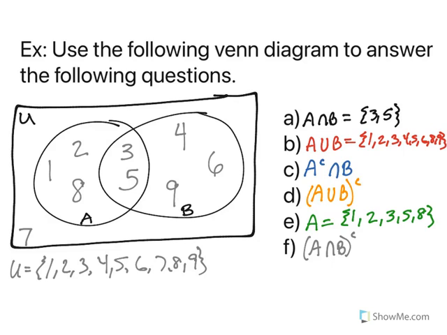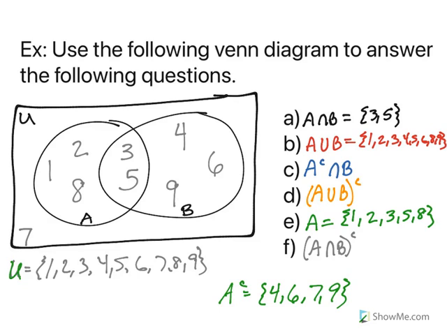So that means A complement, I'm going to put that here at the bottom, is everything else in the universal set that does not exist in A. So that's going to be 4, 6, 7, and 9. That's A complement, because everything else is in A. This is why it's important sometimes to start with what is my universal set? What am I dealing with?